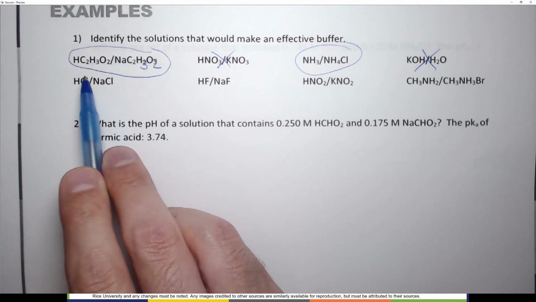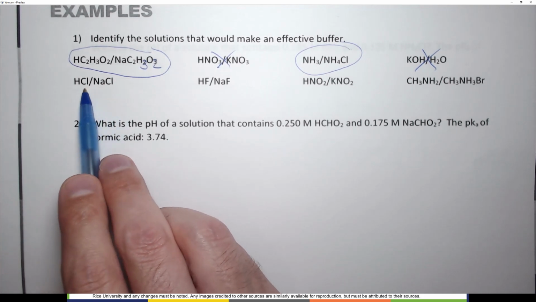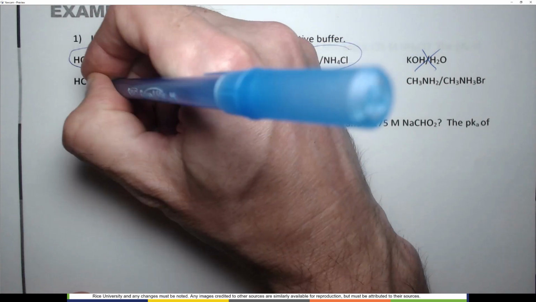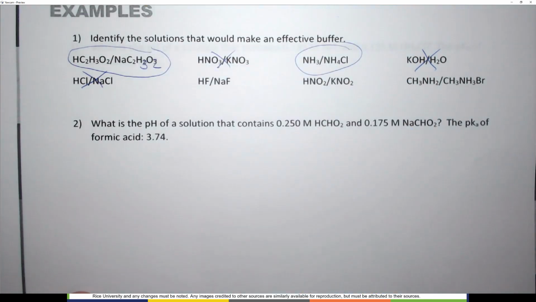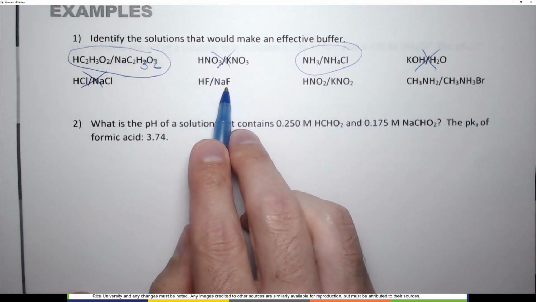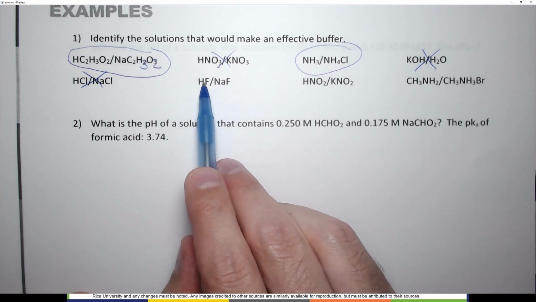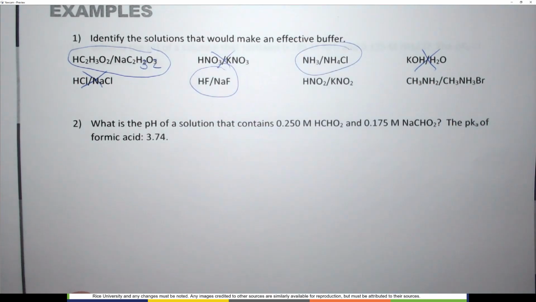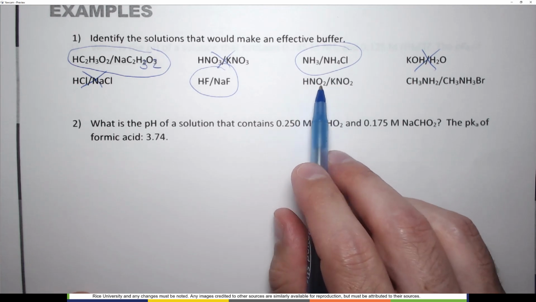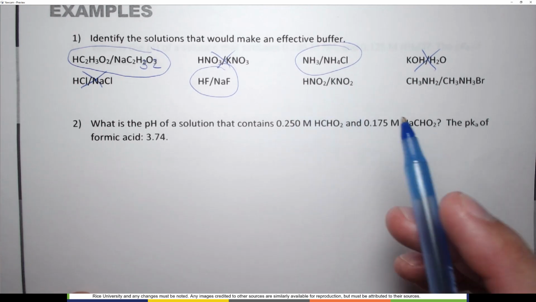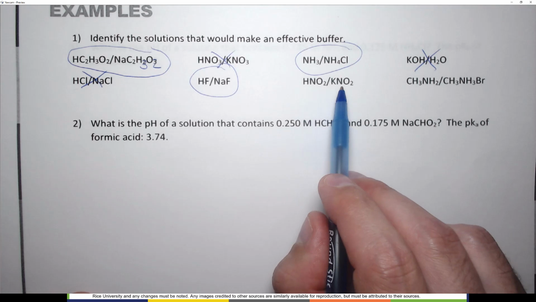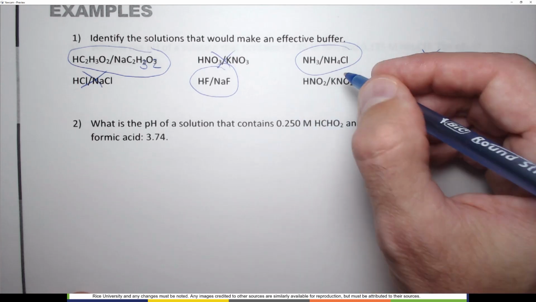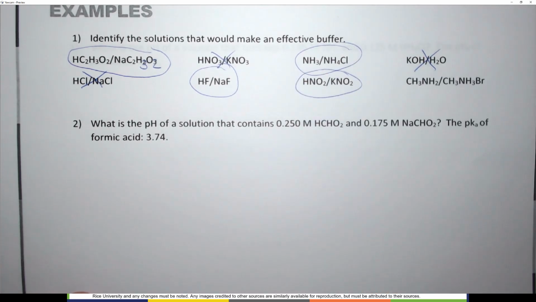HCl and NaCl. Cl minus is the conjugate base of HCl. However, HCl is one of those strong acids, so that's not going to work. HF, NaF, yes, this one's going to work. You have HF and F minus, weak acid, conjugate base. HNO2, nitrous acid, and KNO2. This ion, NO2 minus, is the conjugate base of HNO2, so that one's going to work.